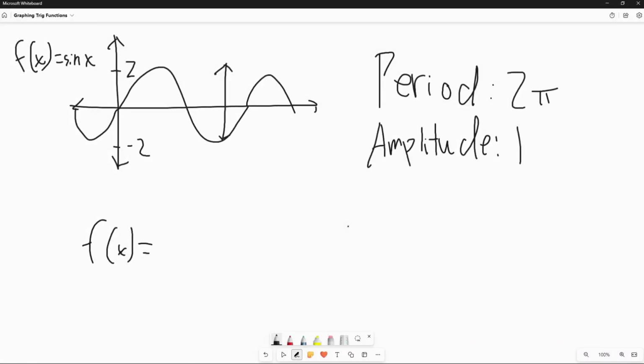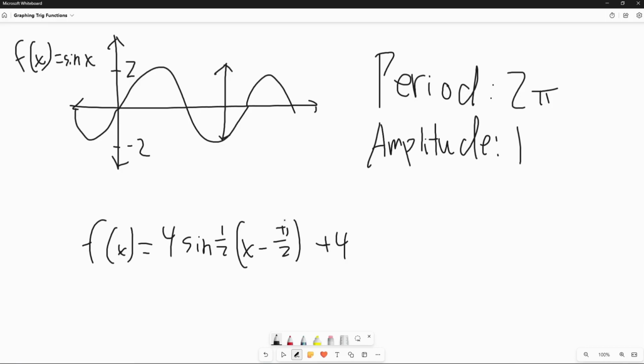And now I'm going to describe the other transformations, which are all pretty simple. So let's say the equation was 4 sine of (1/2 times x minus pi over 2) plus 4.